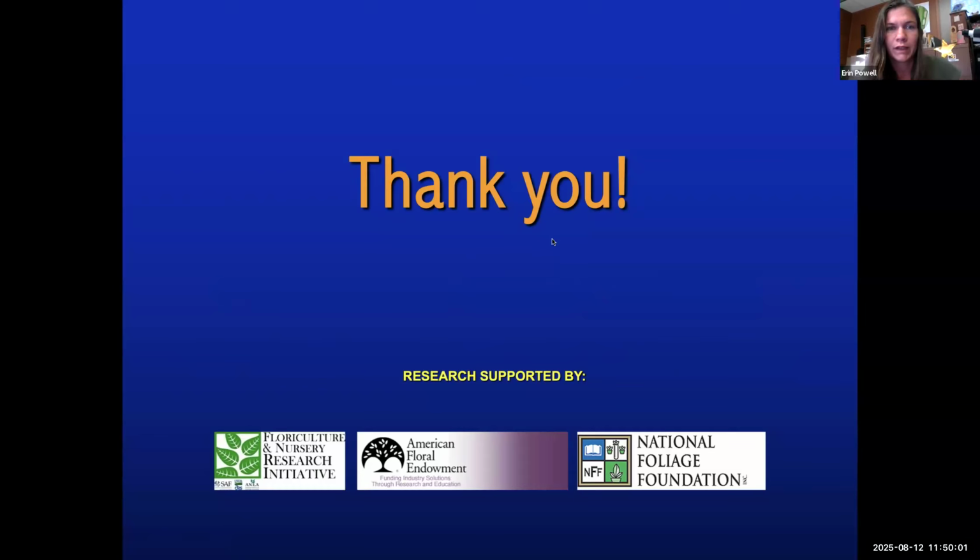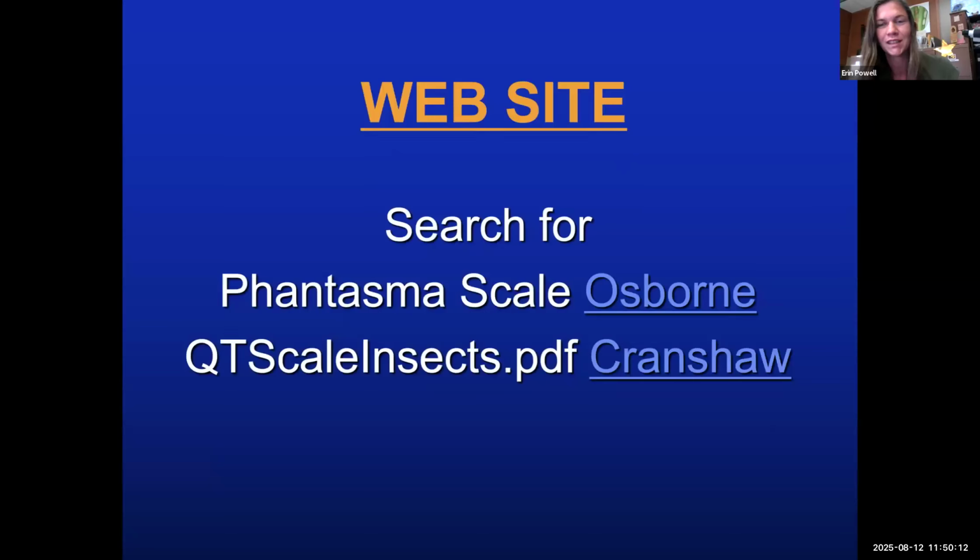All adult scale insects are wingless. That is also false. Most male scale insects have wings, although there are apterous or wingless males of some species, and also some species that have wingless and winged forms. So a little bit of a tricky one, but generally all females wingless, most males winged.